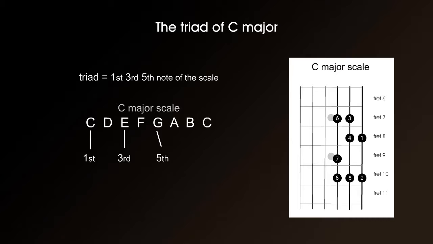This would be C, E and G. The triad of C major then would be C, E and G. All C major chords then are constructed using these 3 notes.